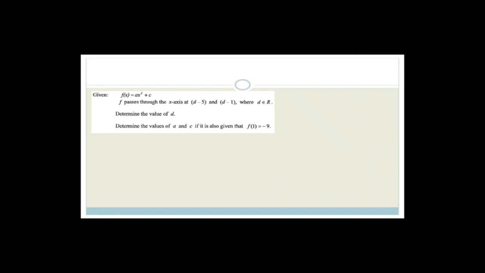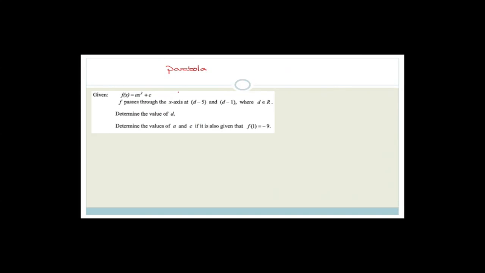They're saying f of x equals ax squared plus c. So what is that? That's a parabola. And it says f crosses the x-axis at d minus 5 and d minus 1, where d is an element of the real numbers. Determine the value of d.